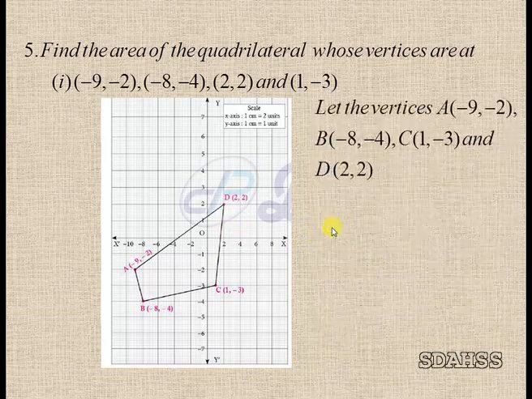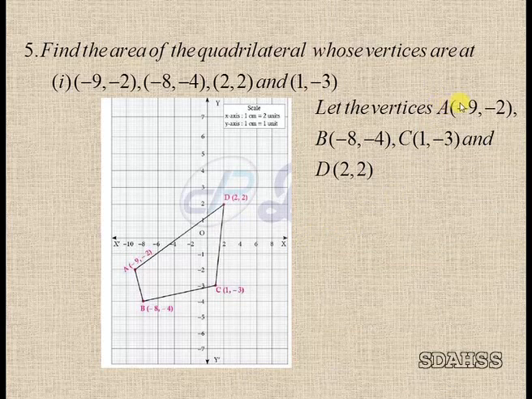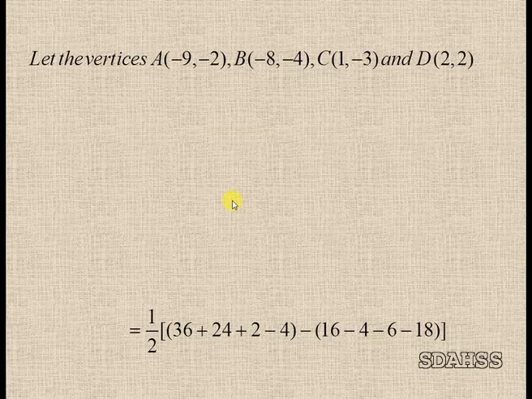So let the vertices be A = (-9, -2), B = (-8, -4), C = (1, -3) and D = (2, 2). Then find the area of the quadrilateral. First you have to write the formula.